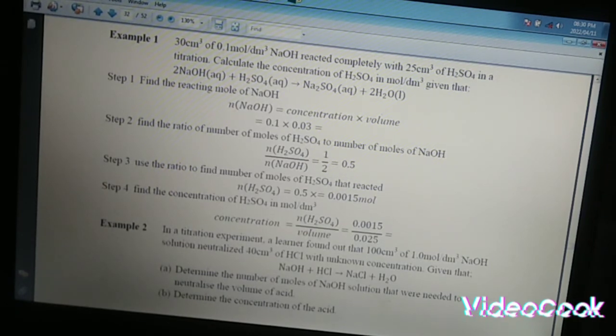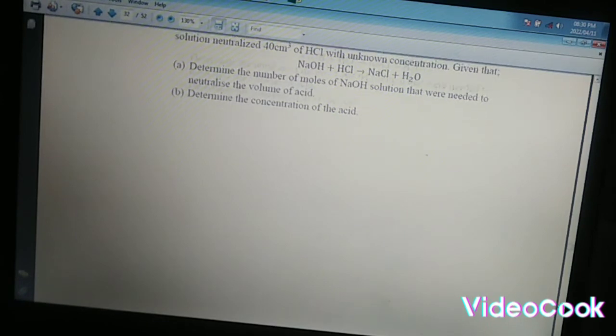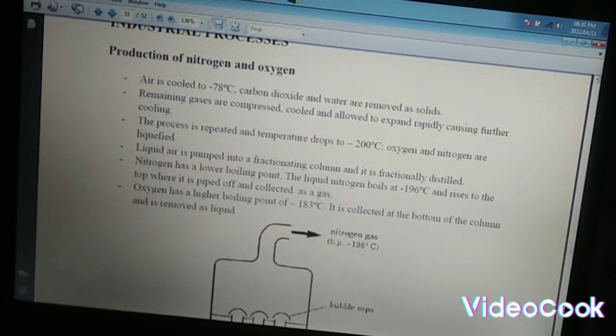This marks the end of our acids and bases, and our next topic that we're going to be looking at is the industrial processes, starting off with the production of nitrogen and oxygen.